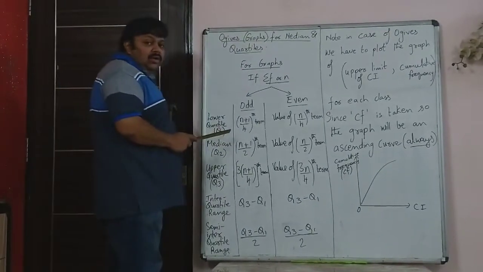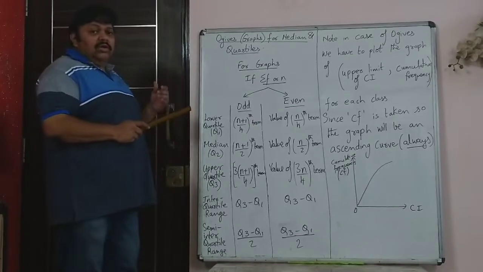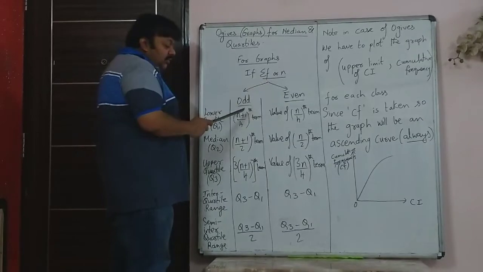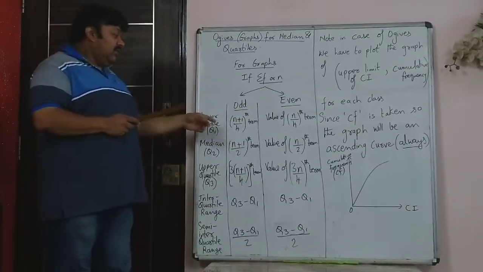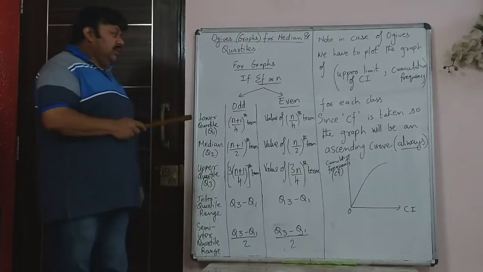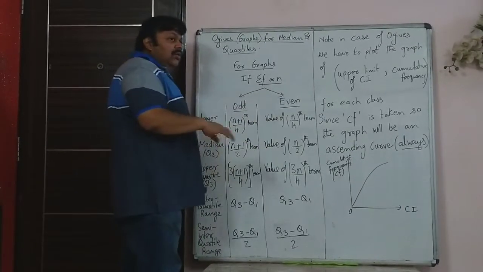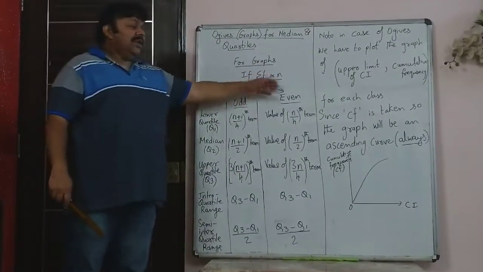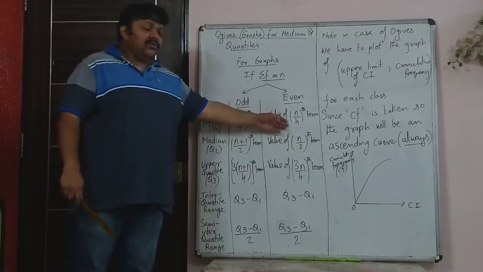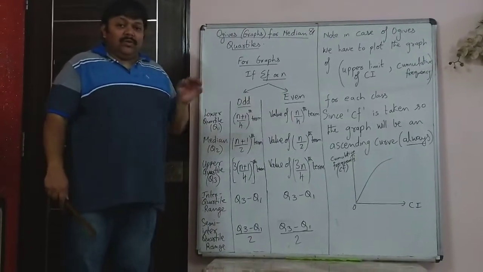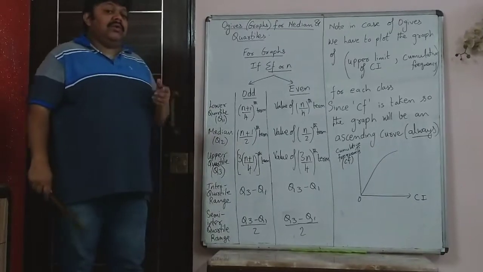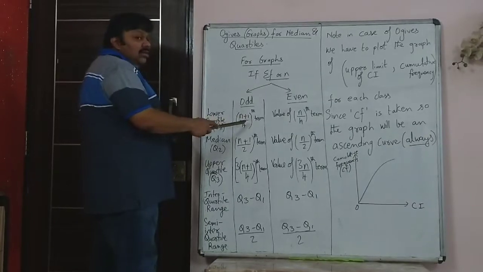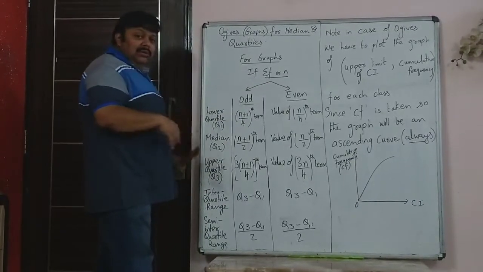So for finding lower quartile, which we know is 1/4 or 25%, if n is odd, then it is the value of n plus 1 upon 4th term, and if n is even, you will directly use the value of the n by 4th term. So let's say if n is 100, then the lower quartile will be the 25th term's value. Similarly, if n is 99, then again you will do 99 plus 1, and it will be the 25th term's value.